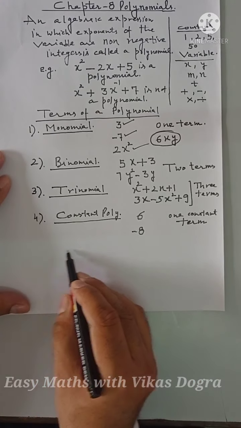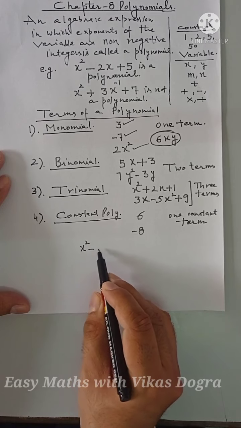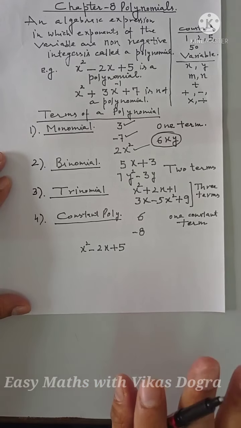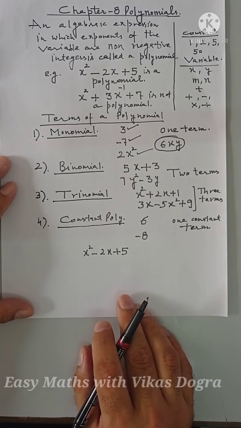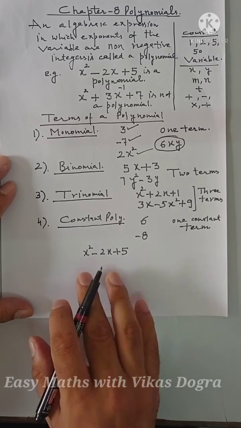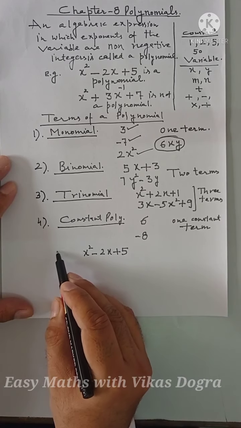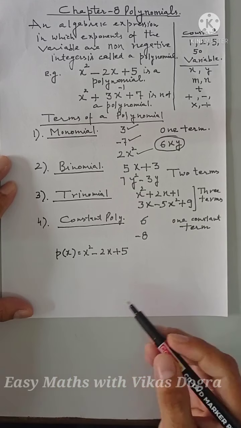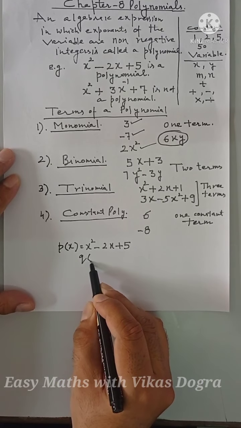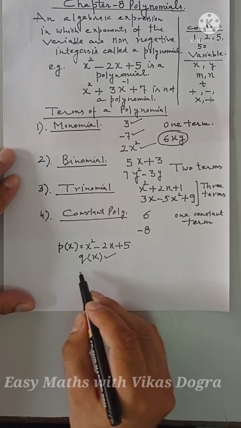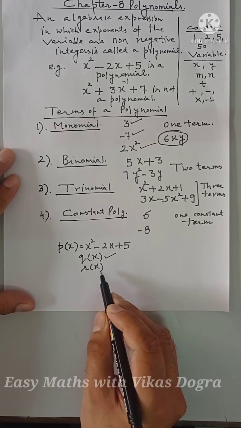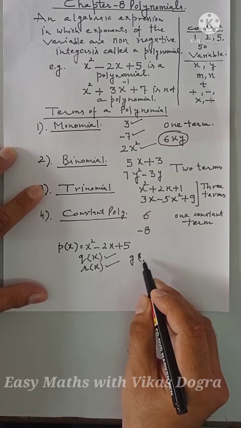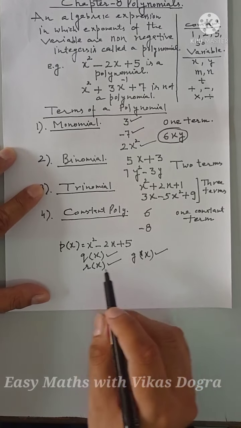Now suppose I have written x square minus 2x plus 5. You have told that, sir, this is a polynomial. Fine, it is a polynomial. Now I have to represent it in polynomial form, so I will write it as p of x. Now students ask, sir, can we write it as q of x? Of course you can write this way also. R of x, yes, of course. G of x, yes, of course you can write this way also.